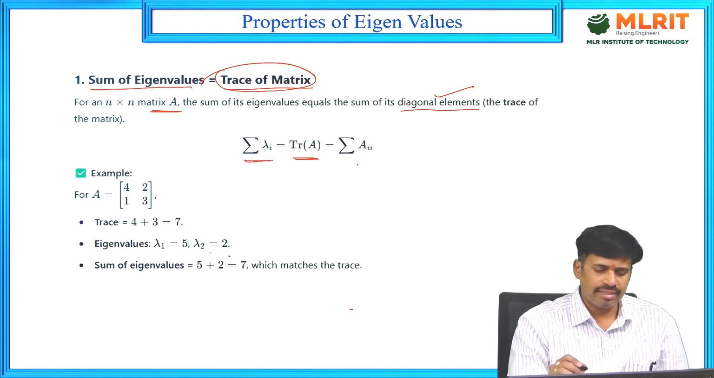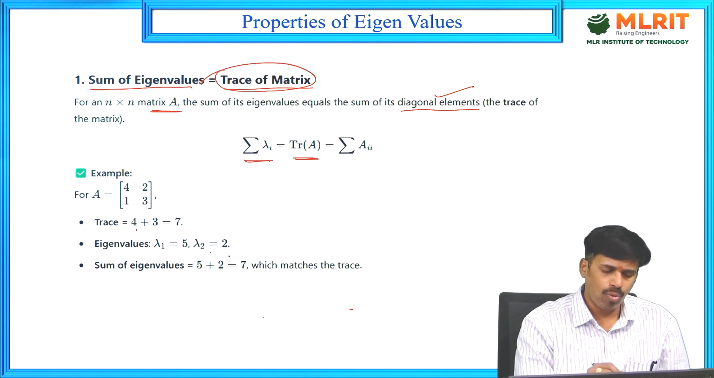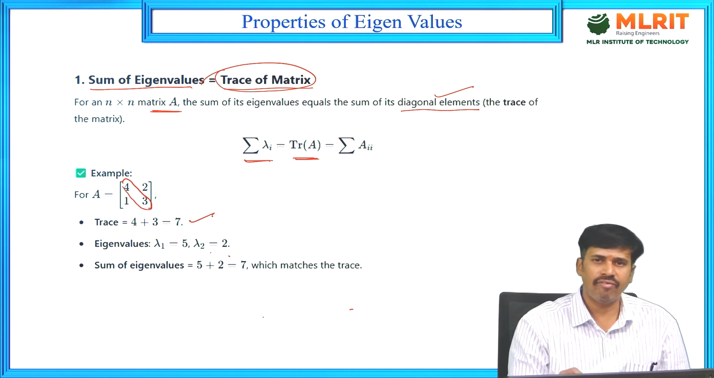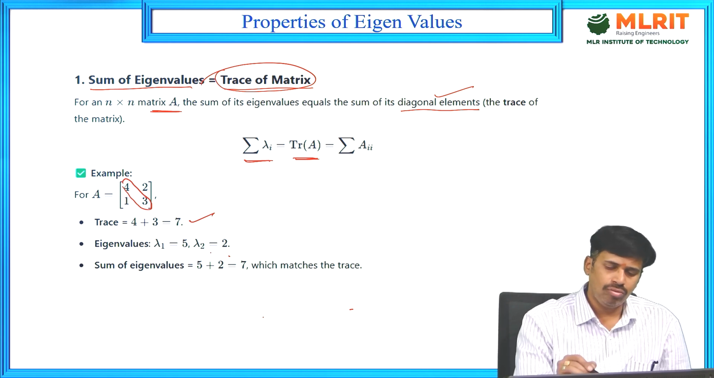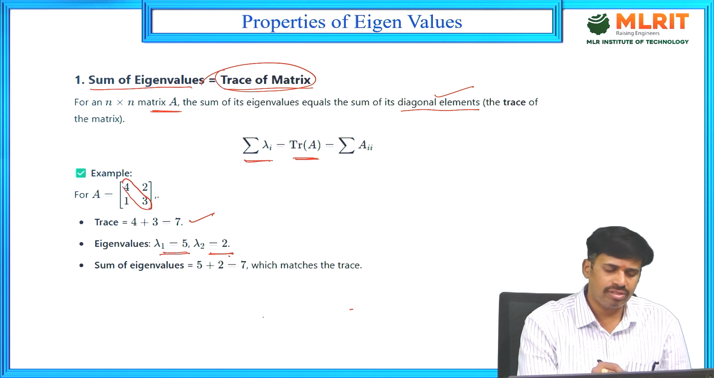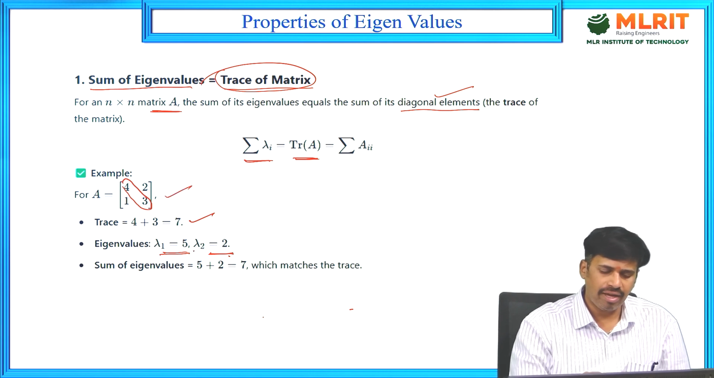So let us see one example. If A equals 4, 2, 1, 3, what is the trace? Add the diagonal elements, we get 7. This is the trace. Now we have to find the eigenvalues of this matrix and add them, and we should get the trace. There are two eigenvalues, 5 and 2, of this matrix. If you add 5 plus 2, we get 7. So trace of A is nothing but the sum of eigenvalues.